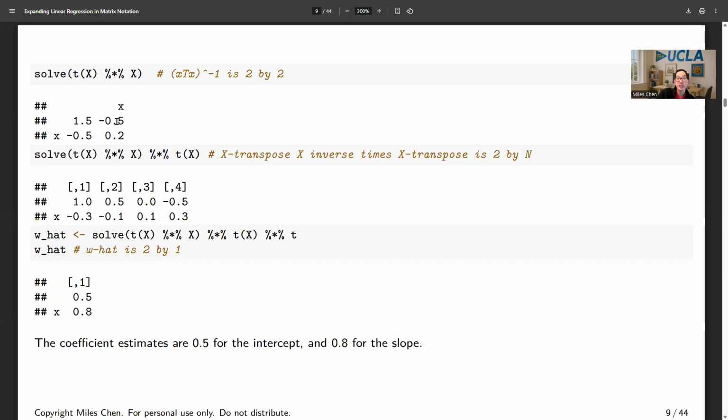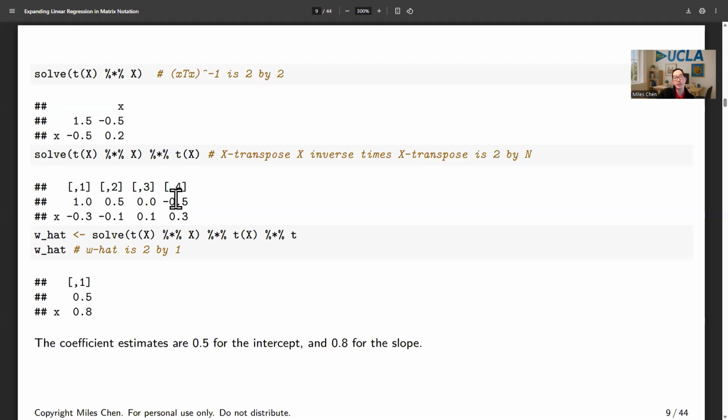is this. And then I multiply that by X transpose. So remember the solution is X transpose X inverse times X transpose times T. And therefore, X transpose X inverse times X transpose ends up giving me a 2 by n matrix. In this case, n is 4. I've got 4 data points.